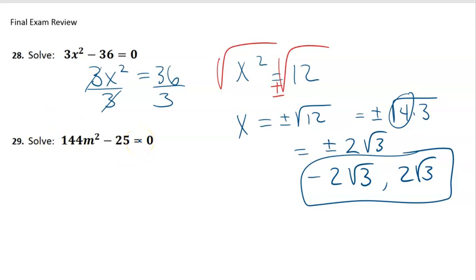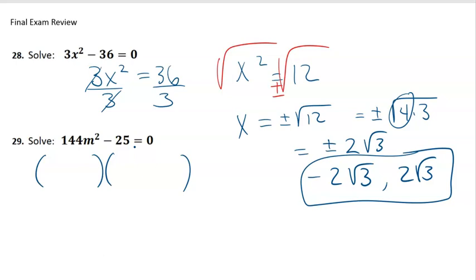This problem right here, very similar. You add the 25, divide by 144, and take the square root. So let's do that. You could also factor. You could factor both of these if you wanted to. So this is a difference of squares. So is this. Well, that one wasn't because of the 3. You couldn't do that as a difference of squares. You can this one. Or you can add the 25 and divide by 144 and take the square root.